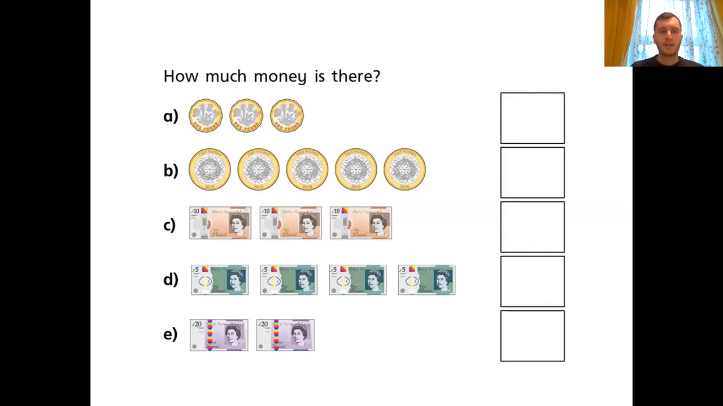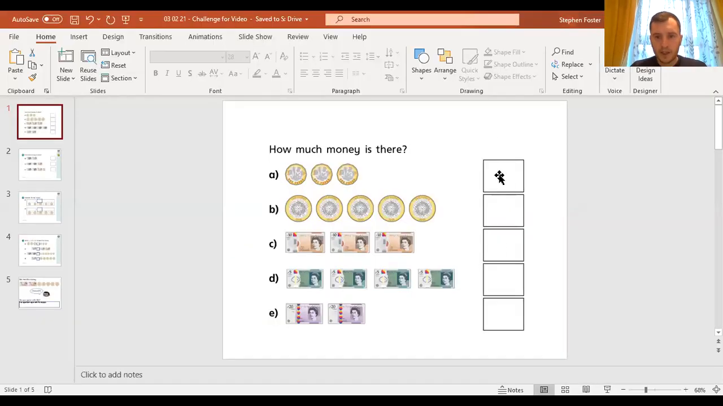So the first one, how much money is there? So the first one, there's 3 £1 coins. The next one there is 1, 2, 3, 4, 5, but these are £2 coins. Then 3 £10 notes. Then 4 £5 notes. And then 2 £20 notes. If you want some time to jot down your answers, have a go now. In a moment, I'm going to go through those answers. I'm going to make the screen a tad smaller so I can type into it.